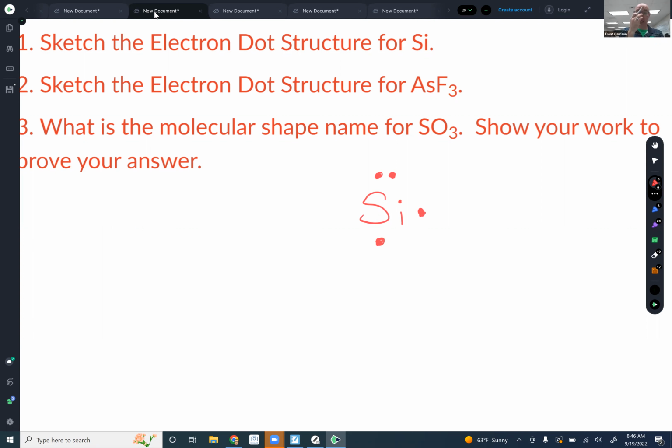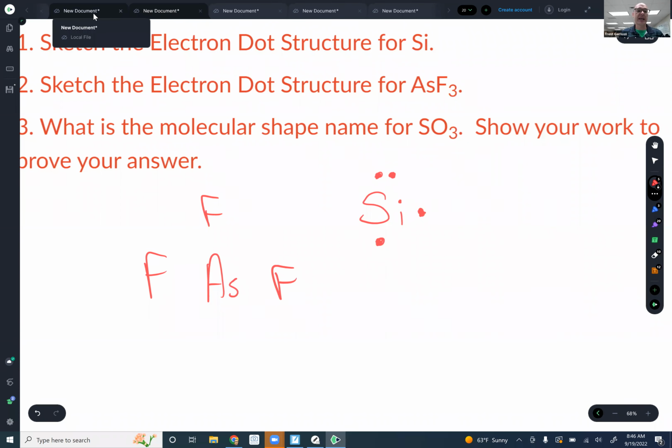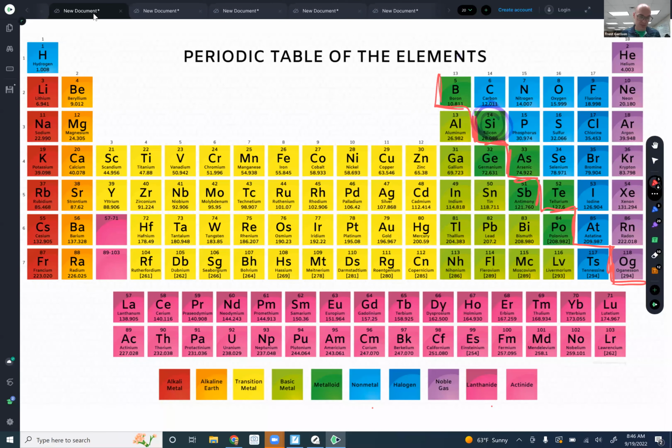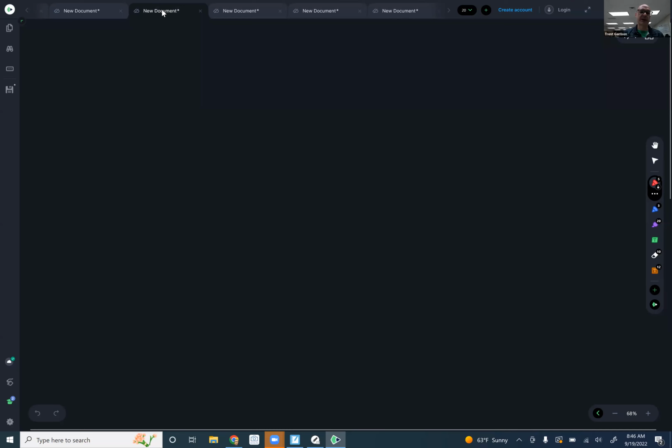All right. Then comes AsF3. And so we're going to have to go and learn how many valence electrons each of these elements have. So let's try and figure that out. As is in the 15th column, so it's going to have 5 valence electrons. Fluorines are right underneath my head over here. They're going to have 7 valence electrons.